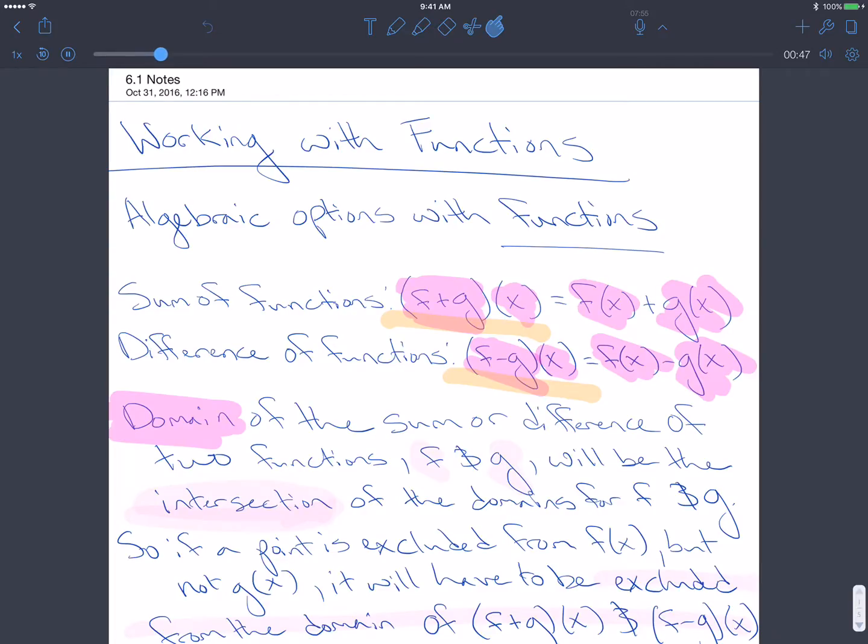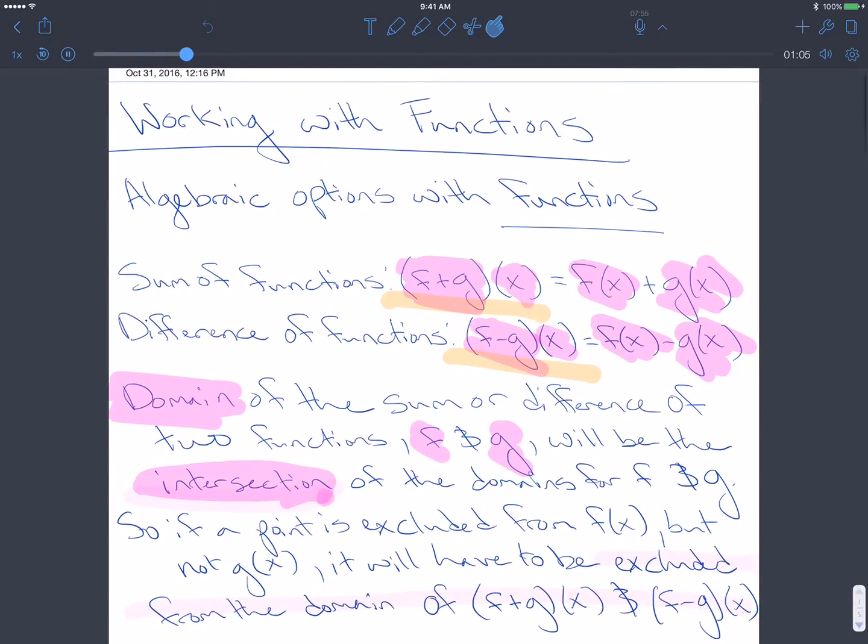But in the context of the domain of f and the domain of g, it will be the intersection of those domains, which basically means that if it's excluded from f, it's excluded from the combination of f and g. If it's excluded from g, it's excluded from the combination of f and g. So that's why it's the intersection. Anything that gets excluded from one must be excluded from both. And that's what I'm outlining here.